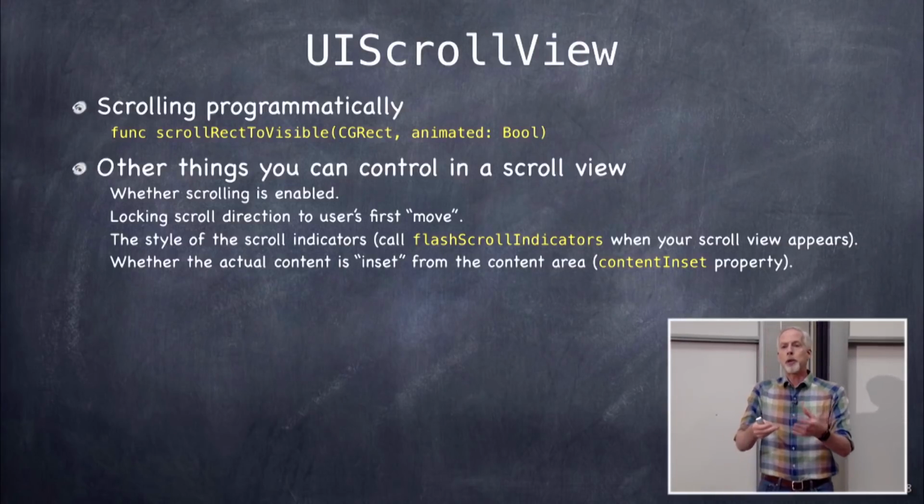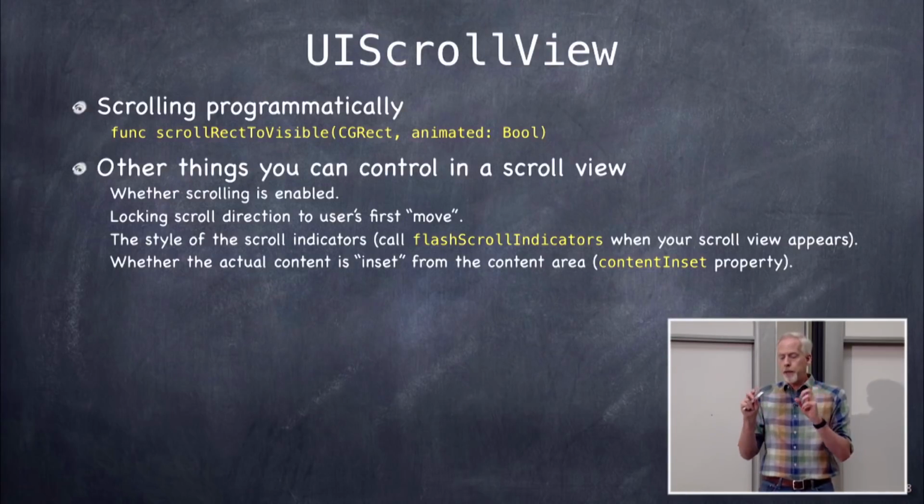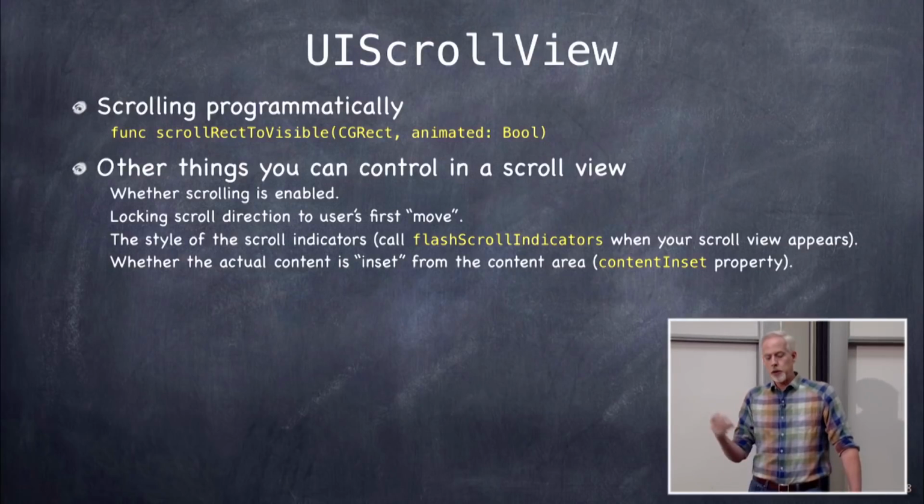For example, when a scroll view first appears on screen, it can flash its scroll indicators. Okay, the two things that show you where you're scrolled on the edges, they can flash. That's the default, in fact. But there's this var flash scroll indicator. You can turn it to false if you don't want it to do that, etc.